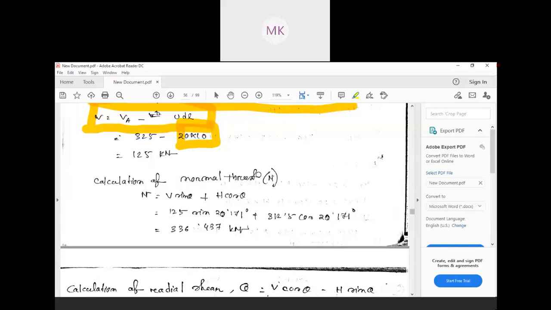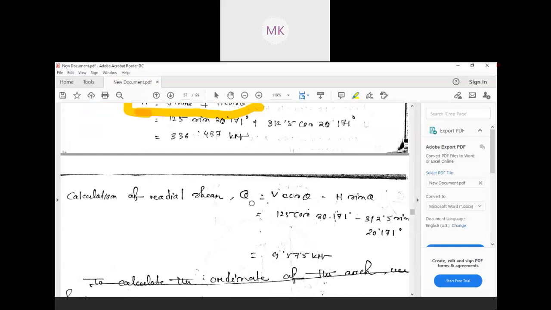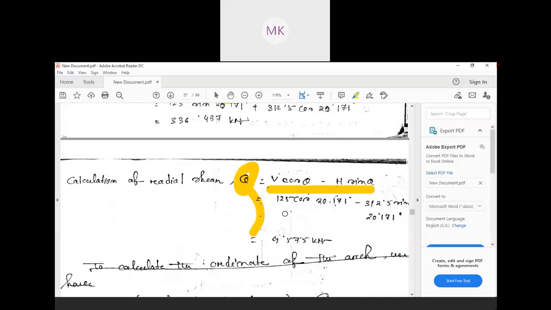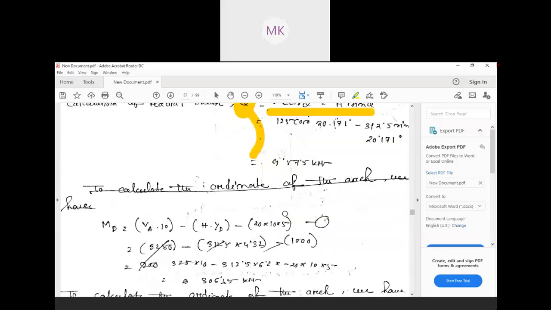Now we can easily find out the normal thrust. Using this formula, V sine theta plus H cos theta, because we already know V, H, and theta. Just put all those values here and you can easily find out the normal thrust N. Similarly, you can also find out our radial shear Q. Just put all the values and easily find out this radial shear.